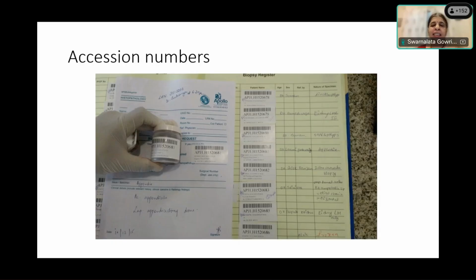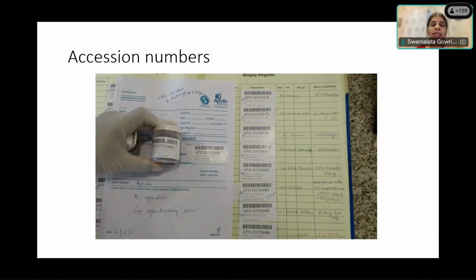Now, this number is on your specimen, and it's on the receipt which we get. Sometimes if you get electronic requisitions, it could be on that requisition, and it could be on your manual register, or if you have it maintained online, it should be there. So this is the number by which you would follow up your specimens.